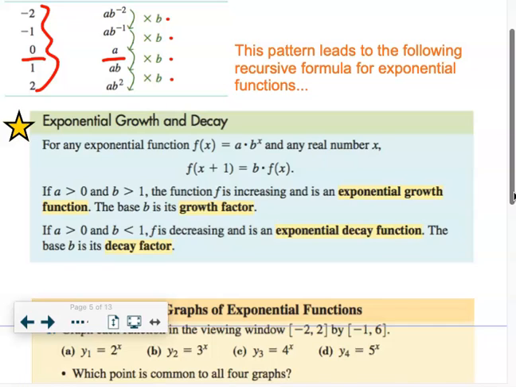Give you time to get what you need off of there, and then we will start talking about more detail with our exponential growth and decay functions. Let me know if I move this up too fast and you still need to write something down.